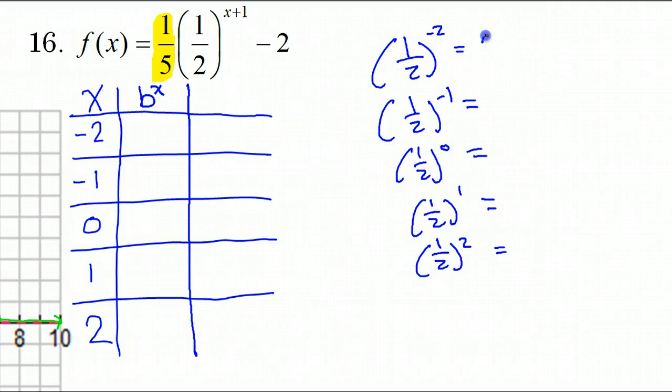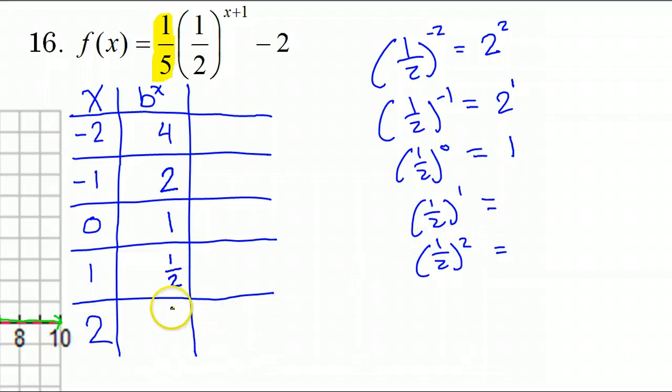So this will become 2. The reciprocal of 1/2 is 2. So this will become 2 squared, which is 4. The reciprocal, again, is 2. So this will be like 2 to the 1 power, which is just 2. Anything to the 0 power is just 1. 1/2 to the 1 power is just 1/2. And 1/2 squared, well, 1 squared is 1, and 2 squared is 4. So there you go.